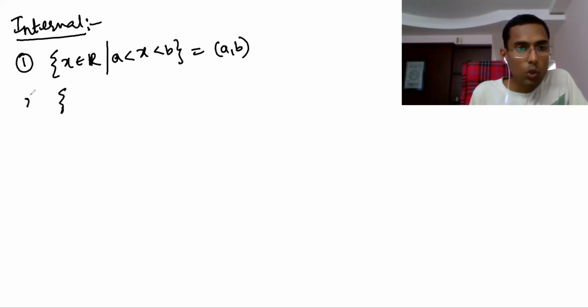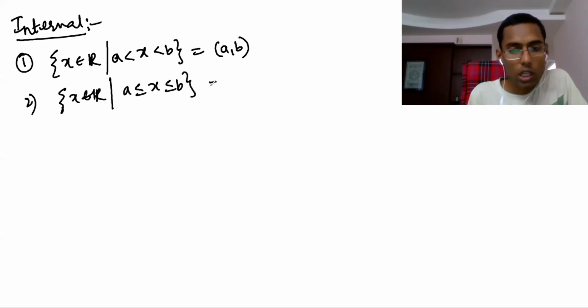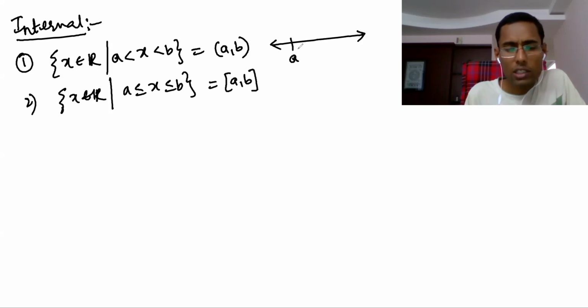Next, the second: x belongs to R such that a is less than or equal to x, less than or equal to b. This is what is called the closed interval a to b. I already showed this. Let's say a and b are real numbers. From one real number to another, all the real numbers, all the elements are there. So a is not there, b is not there, but from a to b all the real numbers are there.